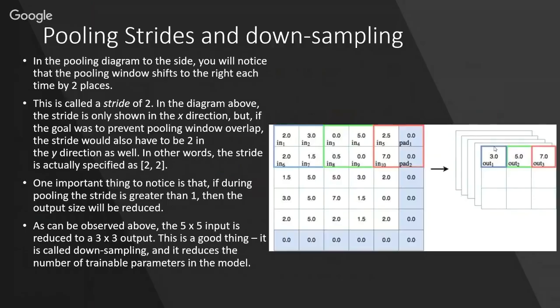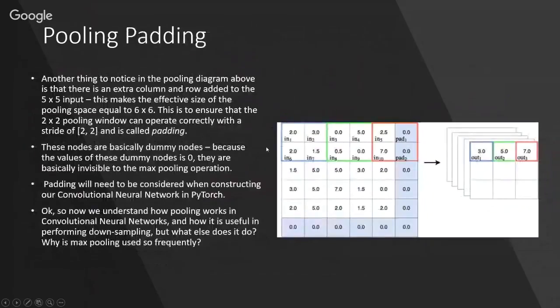It's called downsampling and reduces the number of trainable parameters. So now it's only training off that rather than all of these. Another thing to notice in the pooling diagram above is the extra columns. These are called padding. This makes the effective size of the pooling space equal to 6x6. This is to ensure that the 2x2 pooling window can operate correctly with a stride of 2. Padding is basically dummy values to fill up the space so the maths works and it can slide across 2x2x2, which is 6. Padding will need to be considered when constructing our convolutional neural network too.